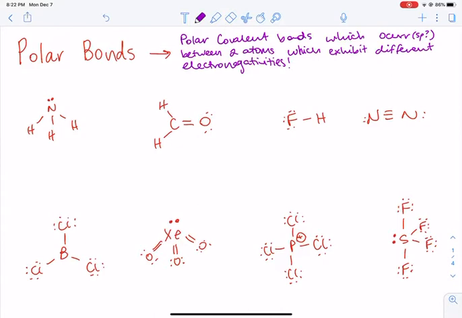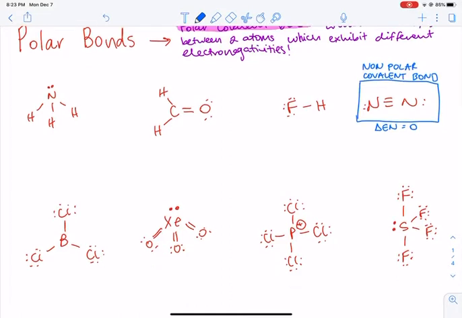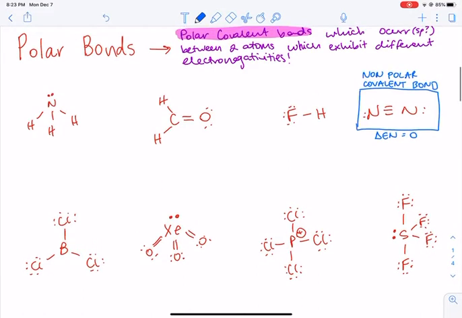So what that means is that you can have a polar covalent bond, and that will occur between two atoms that have different electronegativities. So as a counterexample, this bond between the two nitrogens is a non-polar covalent bond, because the difference in electronegativity, delta EN, here is going to be equal to 0 because it's the same atom. In all of these other molecules that are drawn, we're going to have essentially all polar covalent bonds because there will be a difference in electronegativity.